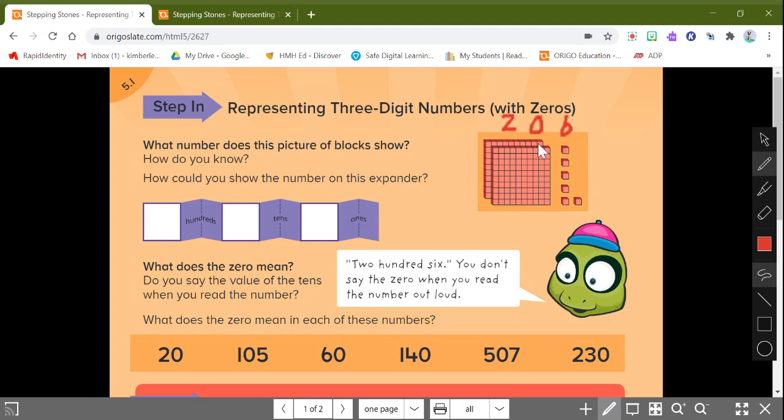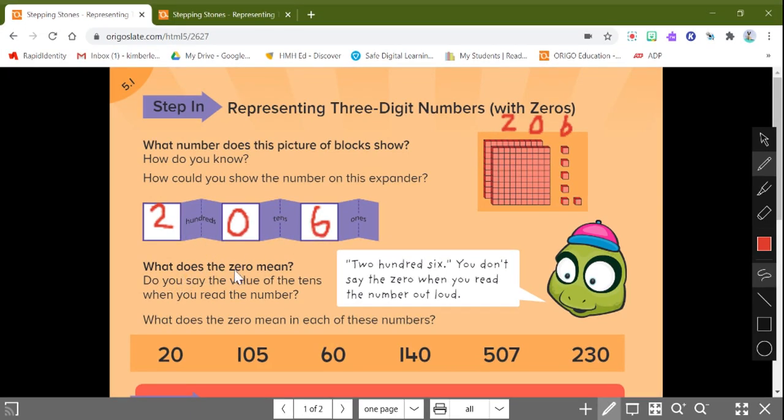How do you know? Well, I just counted it. I counted to make sure that was the number. So how could you show the number on this expander down here? Well, I'm going to go up here and look at my hundreds. I have 2 hundreds. So I'm going to put a 2 on the expander right here. How many 10s do I have? I don't have any 10s blocks. I have 0 10s blocks, so I'm going to put a 0. And then how many ones? I have 6 ones. So there's my answer, 206.